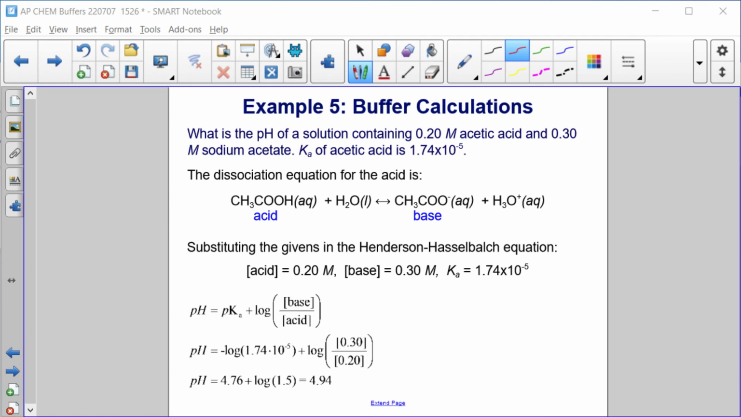Substituting the givens into the Henderson-Hasselbalch equation, the acid concentration that we're given is 0.2 molar, and the acetate or base concentration is 0.3 molar. And we're given Ka as 1.74 times 10 to the minus 5. So the pH is the pKa, or the minus log of the Ka, plus the log of the base concentration over the acid concentration. That computation gives us a pH of 4.94.